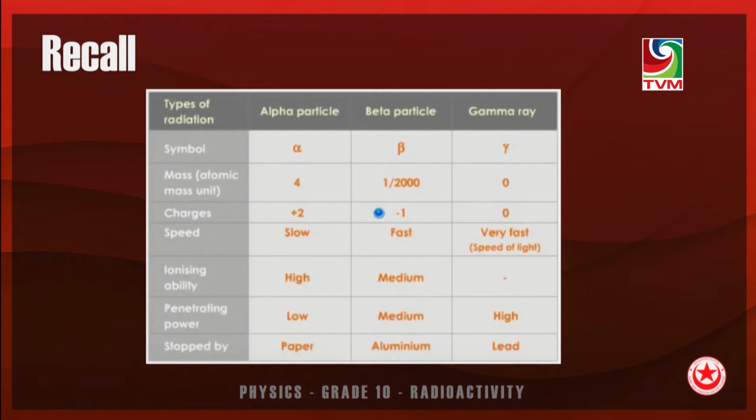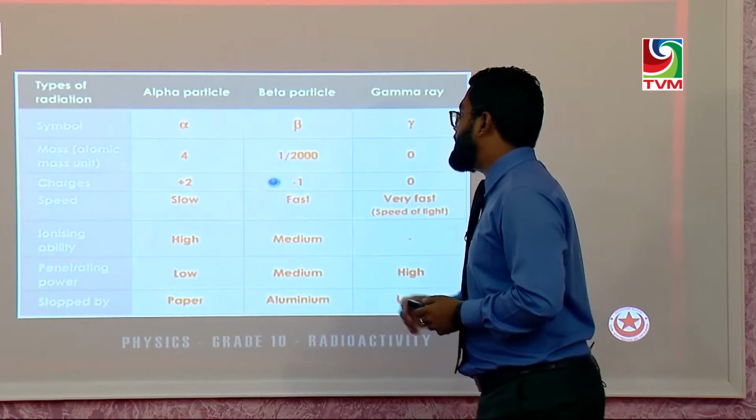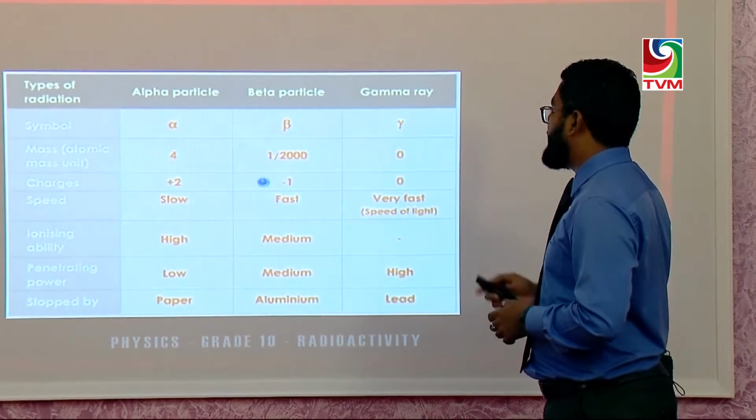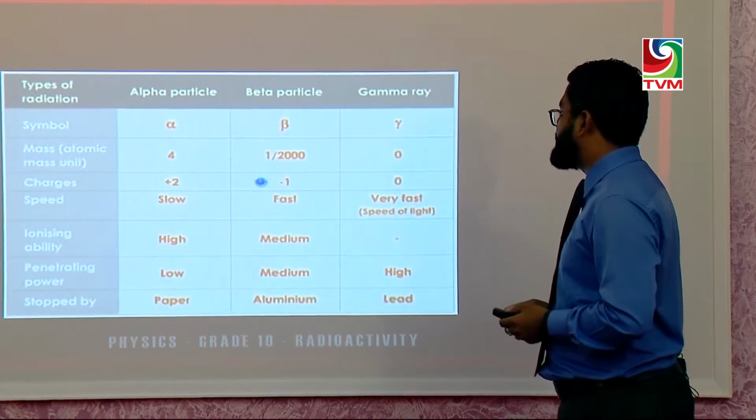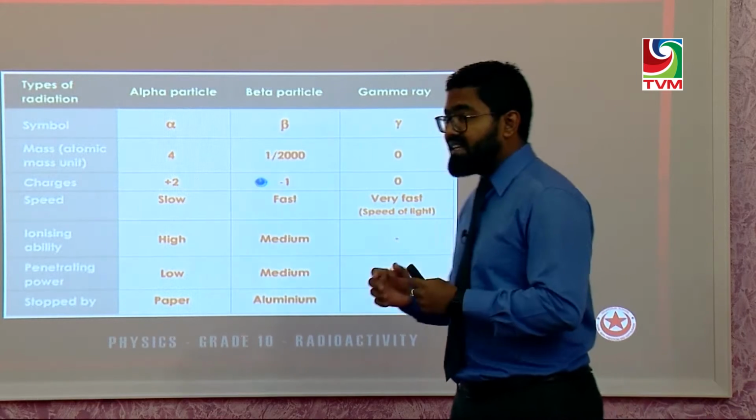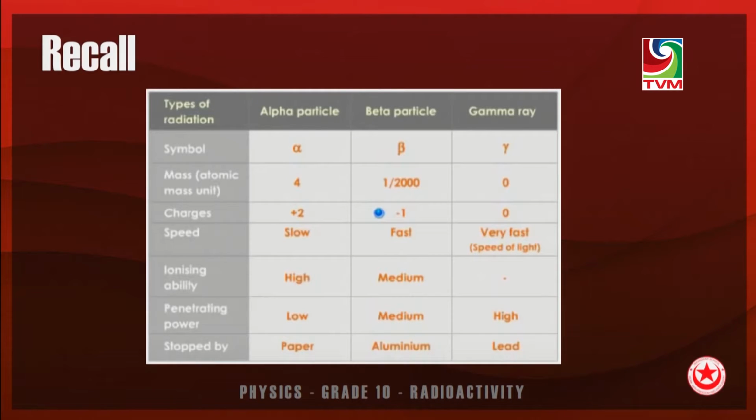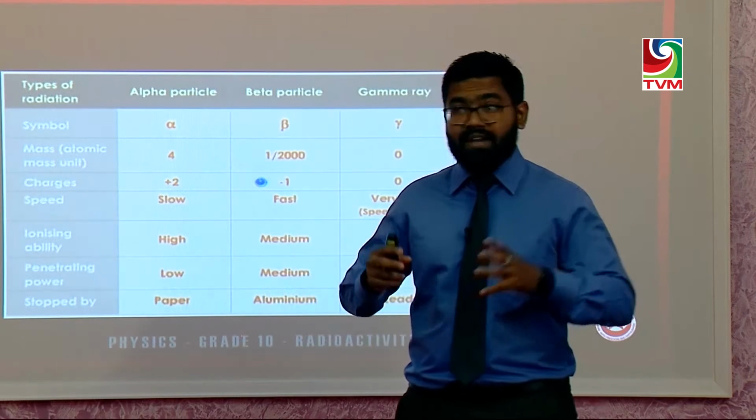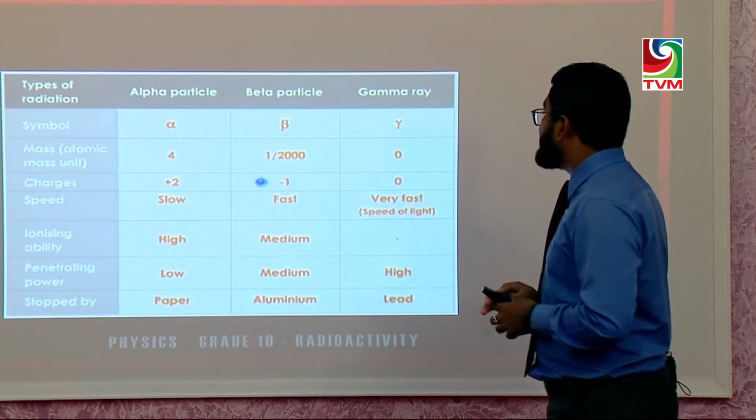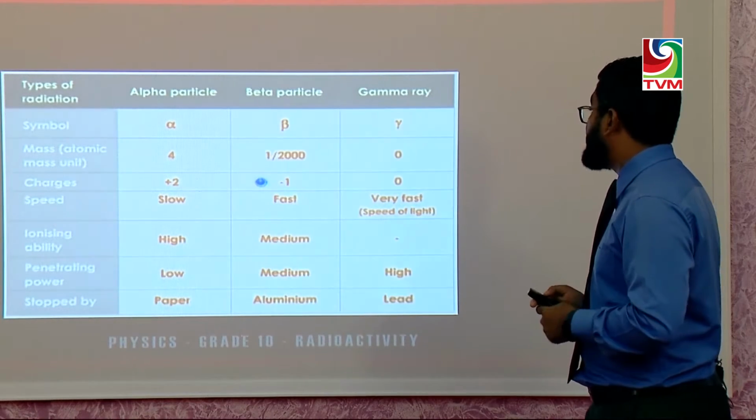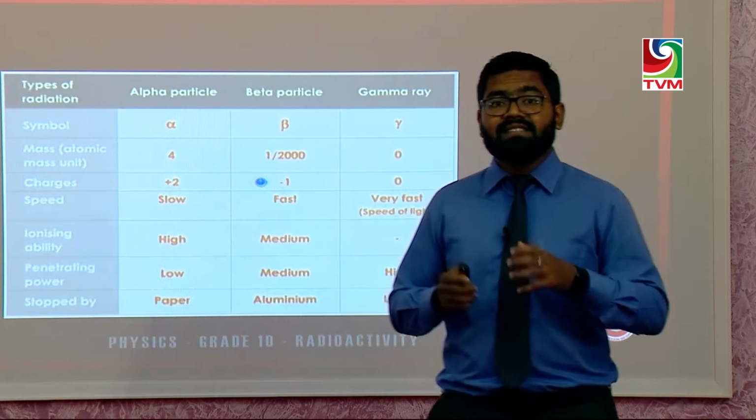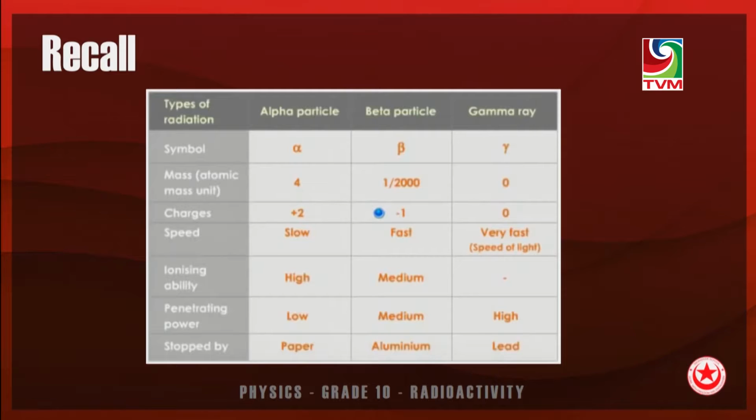As you can see, alpha particles, beta particles and gamma rays are completely different in different aspects. Alpha particles have a +2 charge, beta particles have a -1 charge, and gamma rays do not have any charge. The speed of alpha particles is very slow, as we have discussed, since the size of alpha particles is quite big. Beta particles are moderately fast, and gamma rays are very fast, at the speed of light, since they are an electromagnetic radiation.